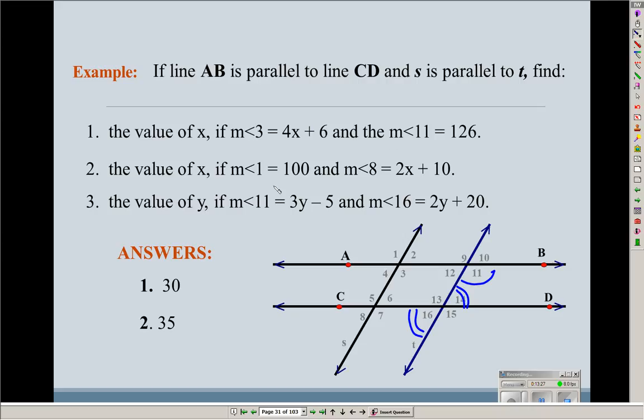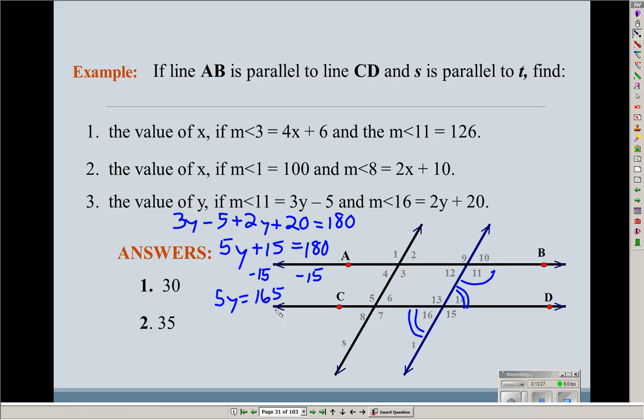So let's substitute in and find this one out. So 3y minus 5 plus 2y plus 20 equals 180. Combine your like terms. 3y plus 2y is 5y. Negative 5 plus 20 is 15. Subtract the 15 from each side. And divide both sides by 5. And y is 33.